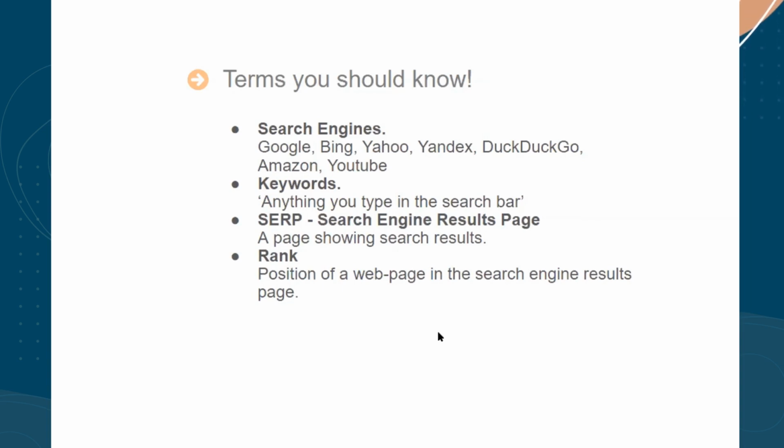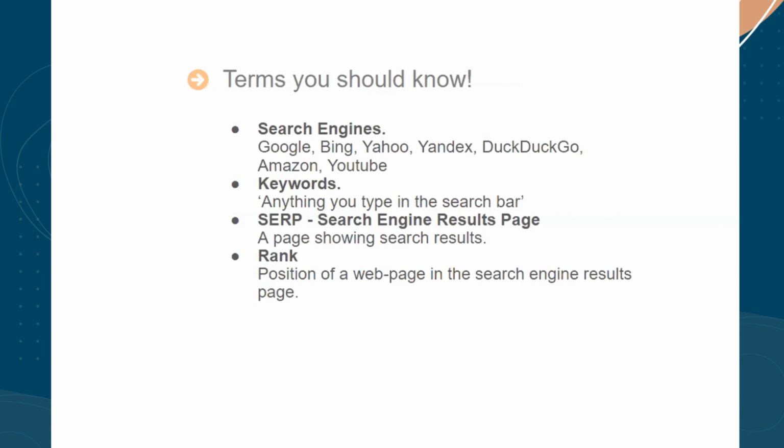The next key term is SERP. That means search engine results page. That's a page showing search results. Now, Google has one page. The only other page that Google has, the first page of Google, is the home page. The next page of Google comes when you type something, when you input a keyword in the search bar, and that is called a search engine results page.